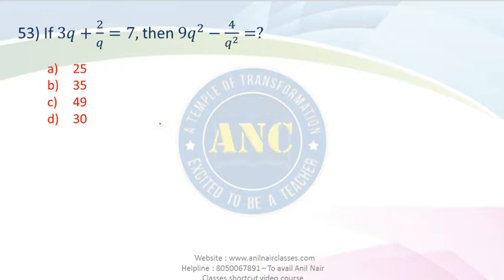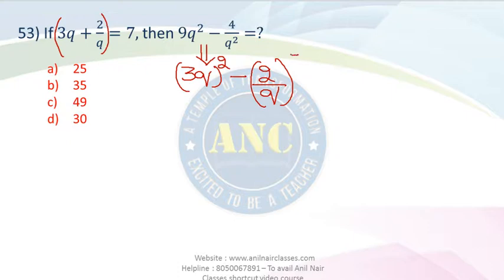Next, question number 53. Now observe carefully, sir. Question says 3q plus 2 by q is equal to 7. That is the given condition. Finding condition is 9q square minus 4 by q square is equal to how much? 9q square can be written as 3q whole square minus 4 by q square can be written as 2 by q whole square, right? Now, can I say that this is something of the form x square minus y square? It is nothing but x plus y.